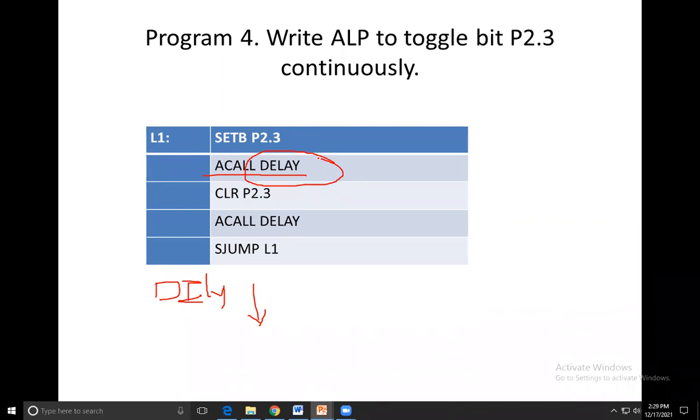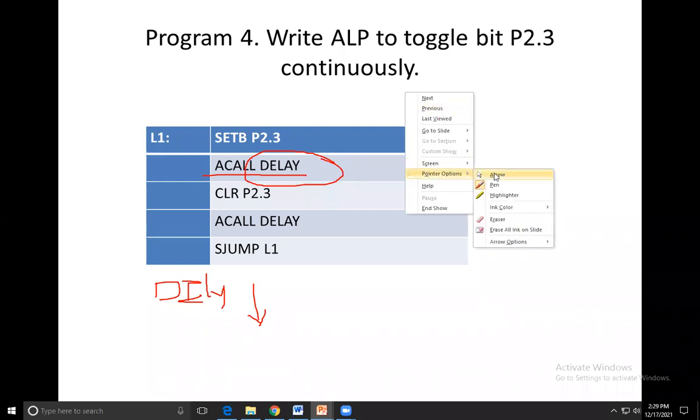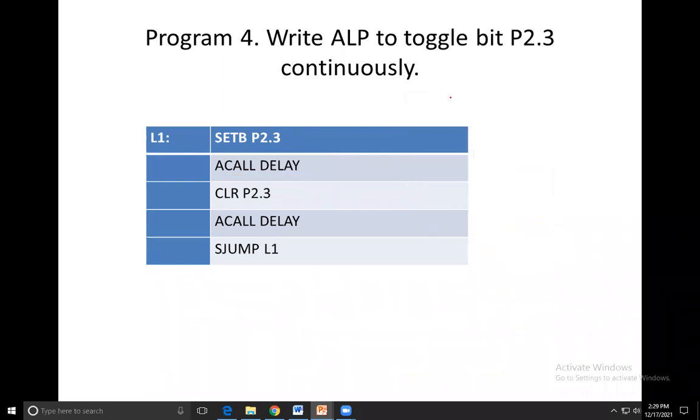So if you have a PC, then check the program, whether it is right or wrong, or whether there is any syntax error. Please check this program on your PC. Okay, so this is a delay program. So this toggles bit 2.3.